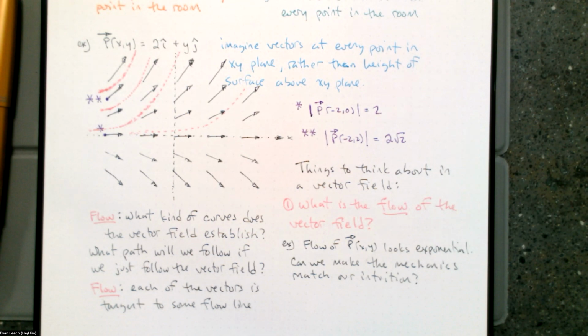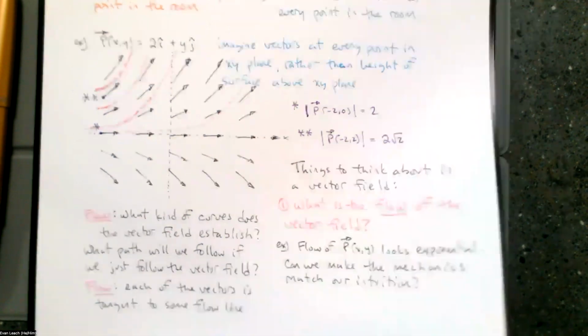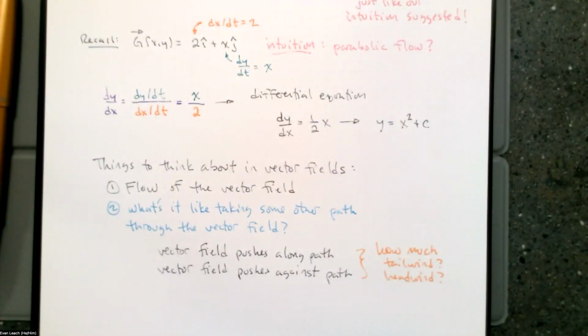So this is all about what's it like walking through this vector field? What is the vector field doing at every point along the path? And moreover, how much is the vector field affecting our path? So here we have a question of how much are these vectors interacting? Helping or hurting? How much are these vectors interacting?